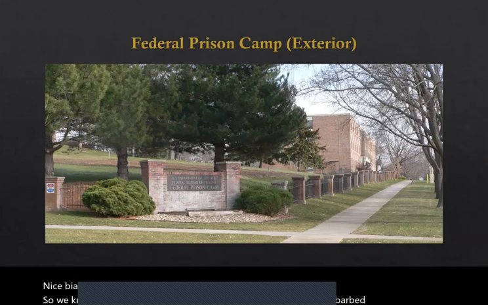There's no reason to have guns and guard towers, right? We just know you're not going to. Because why would you? If you run, you're going to get put into a maximum security prison when we catch you. And you get into a prison camp, and prison camps are nice.